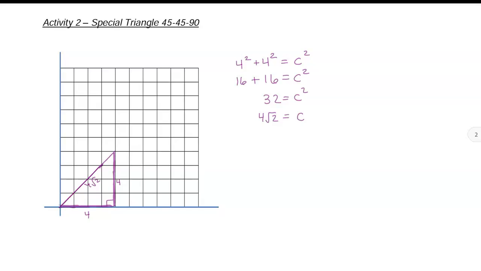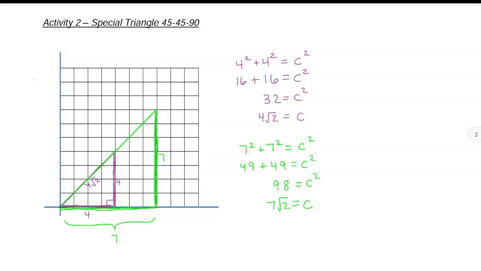I'll pick another hypotenuse. Let's go all the way up to here. This hypotenuse goes with these legs. What are the length of these legs? Can you count them? I see 7 and 7. I'm going to check and figure out the hypotenuse of this green triangle. 7 squared plus 7 squared equals c squared. So 49 plus 49 is 98. So this hypotenuse is 7 root 2. The legs were each 7, and the hypotenuse is 7 root 2.